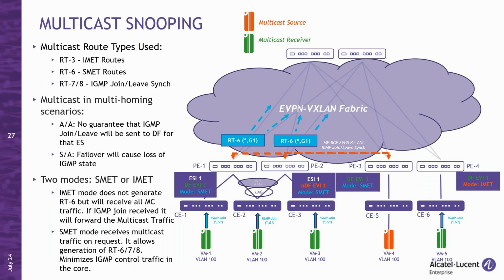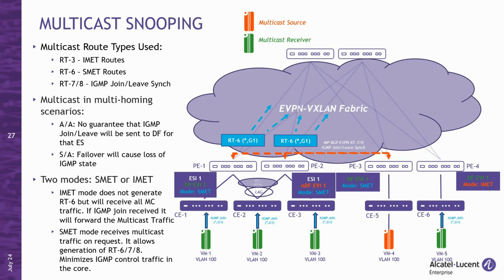So multicast uses route types 3, 6, 7, and 8. Route type 3 is used in general for BUM replication, while route type 6 is used for support of IGMP or MLD proxy functionality and to distribute multicast traffic interest by host for (*,G) and (S,G). In case multi-homing is configured, IGMP state information can be lost whenever there is a link failure. Route type 7 and route type 8 are used to synchronize IGMP state information between multi-homed hosts.